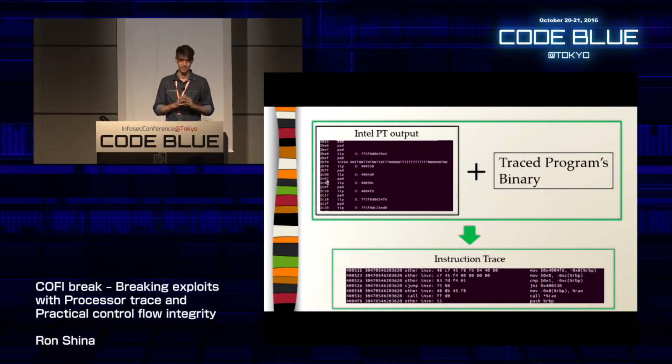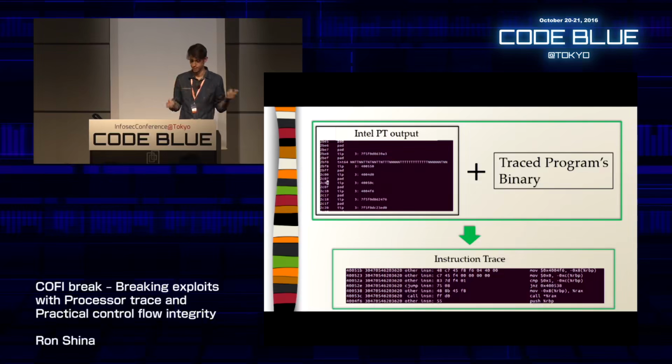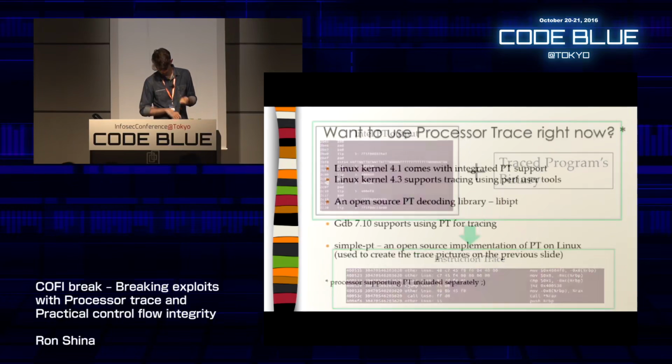And as I said, you're going to need the program's binary to decipher what just ran, because you only have 1 bit for, say, conditional branches, or nothing for calls that are relative to the current instruction pointer and so forth.